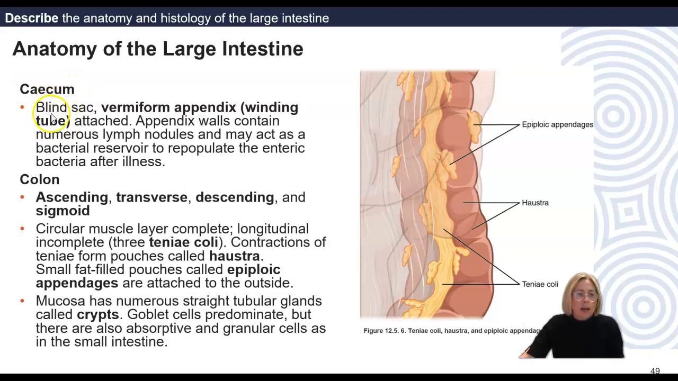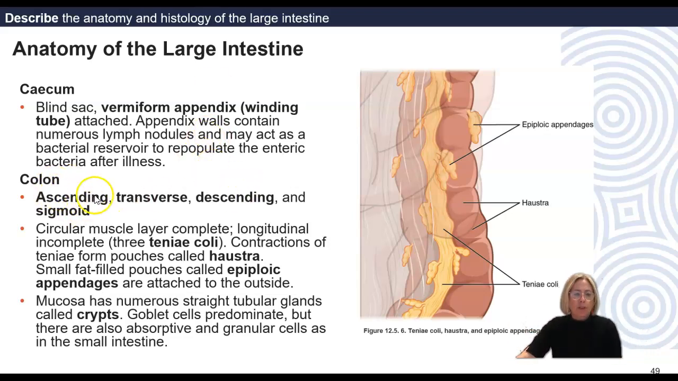It contains the blind sac called the vermiform appendix, or just the appendix, which is a winding tube attached to the cecum. The appendix walls contain numerous lymph nodules, which suggests an immune function. And the appendix itself may also act as a bacterial reservoir, because there are bacteria in there to repopulate the enteric bacteria after illness, particularly if you've had a course of a broad spectrum antibiotic, which wipes out all the normal gut bugs, as well as the bugs that you're trying to kill.